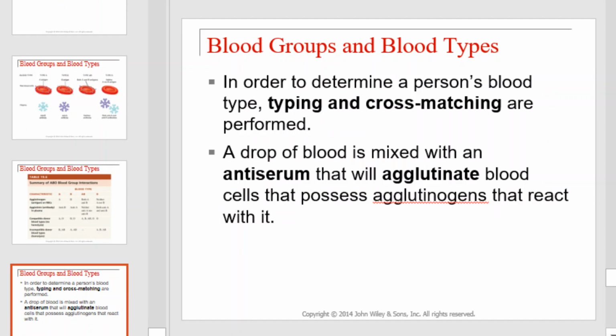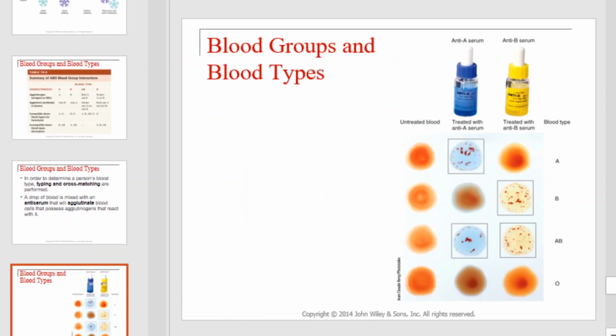In order to determine a person's blood type, typing and cross-matching are performed. A drop of blood is mixed with an antiserum that will agglutinate blood cells that possess agglutinogens that react with it. This is an illustration of how blood is typed.